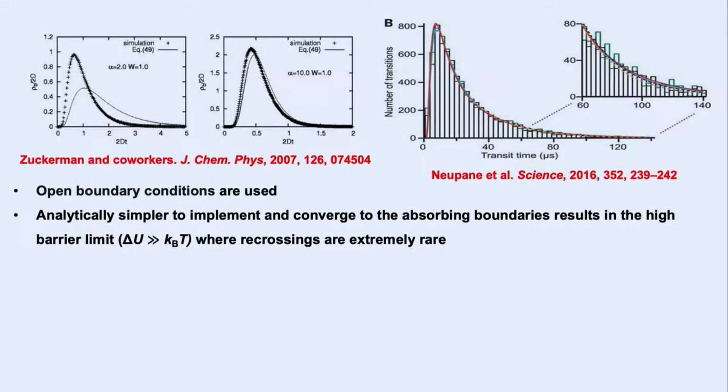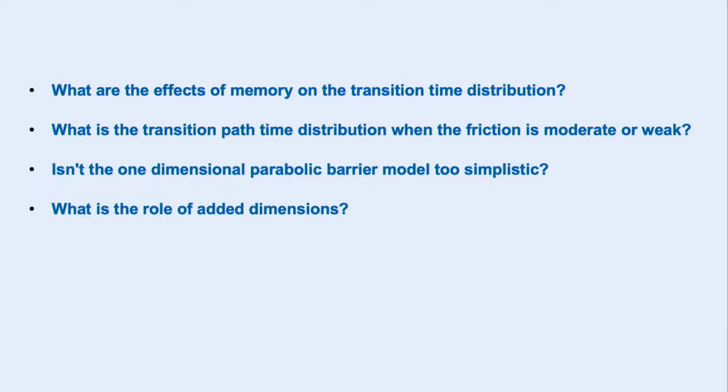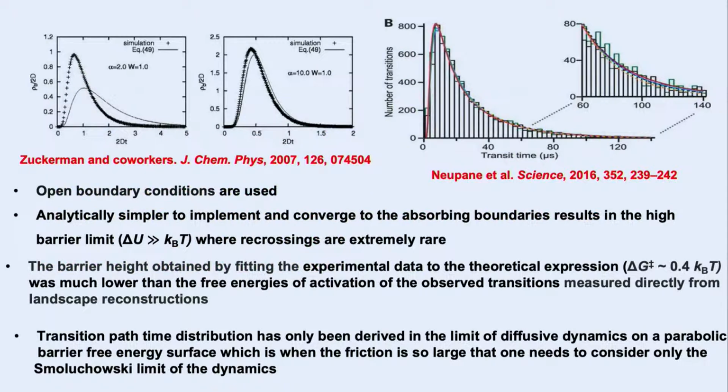Now, these theoretical results were used to fit the experimental data, and what was found is that the barrier height that one obtains by fitting the experimental data to the theoretical expression was an order of magnitude lower than free energy calculations from landscape measurements. And also these transition paths were only derived in the limit of diffusive dynamics, where friction is large and one needs to consider only the Smoluchowski limit of the dynamics.